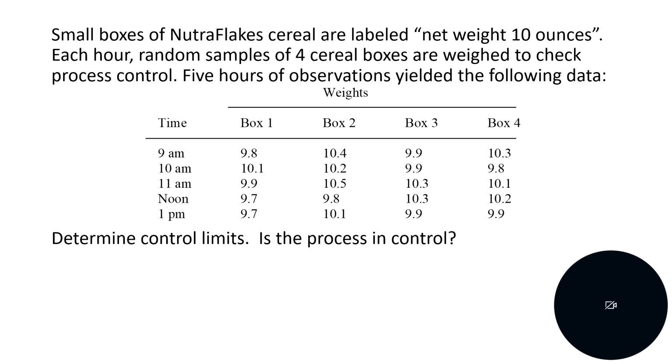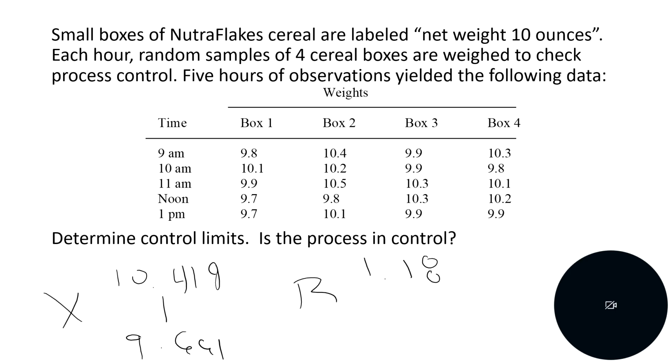And then it's pretty similar for this one. We just have an X and an R chart. So for our X chart, it's going to be 10.419 is our upper, and our lower is 9.661. And then R is going to be 1.1866, and our lower is 0.